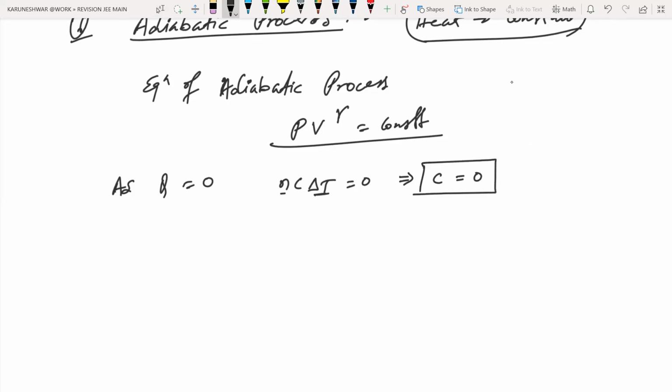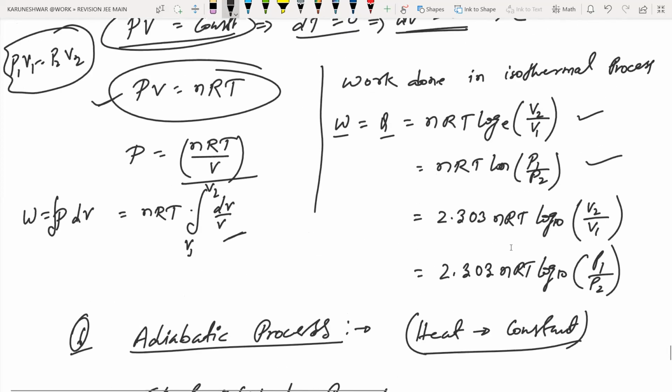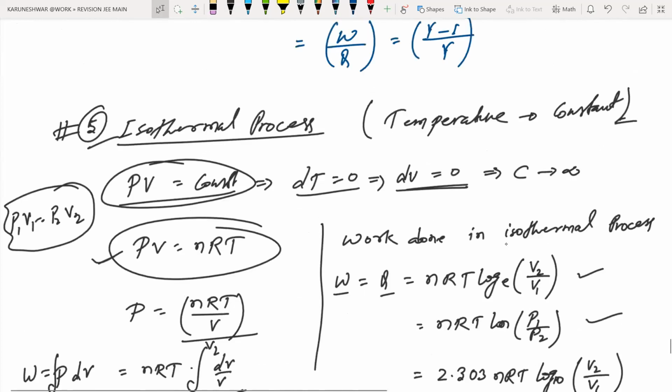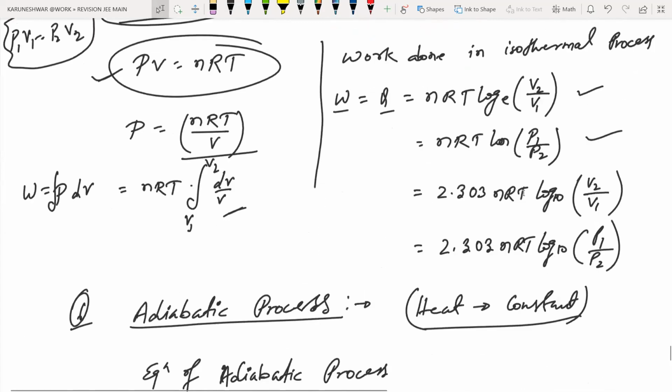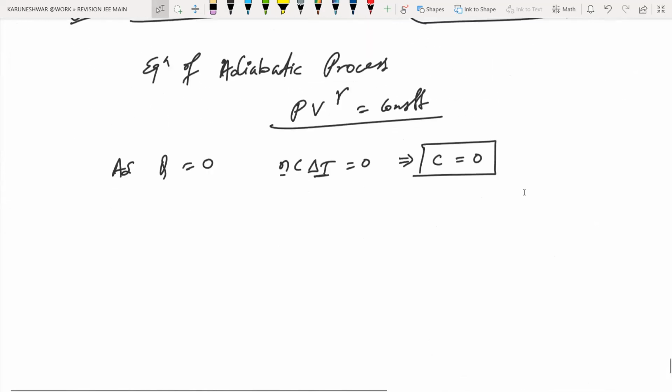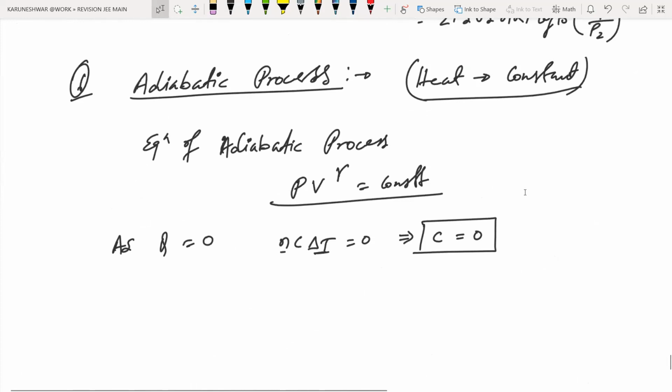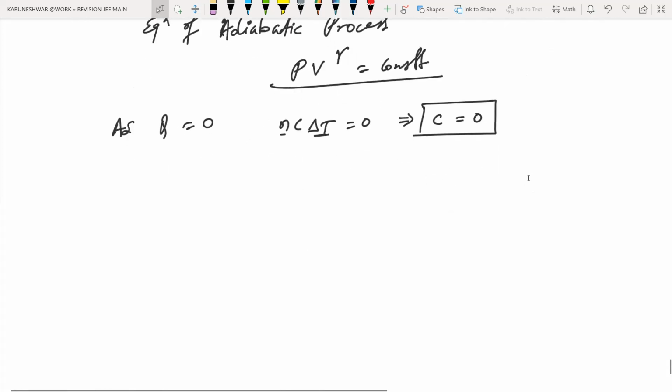In this case C is zero. But in the case of the isothermal process, you have seen that C is infinity. So in isothermal it is infinity, but in this case we have C as zero only. Keep in mind why C is zero in an adiabatic process: because no heat is getting transferred. So the work done here will get nullified by the change in internal energy.